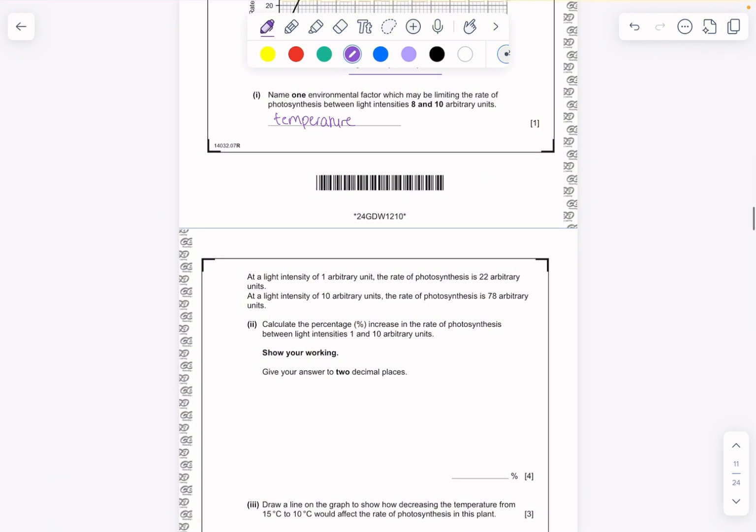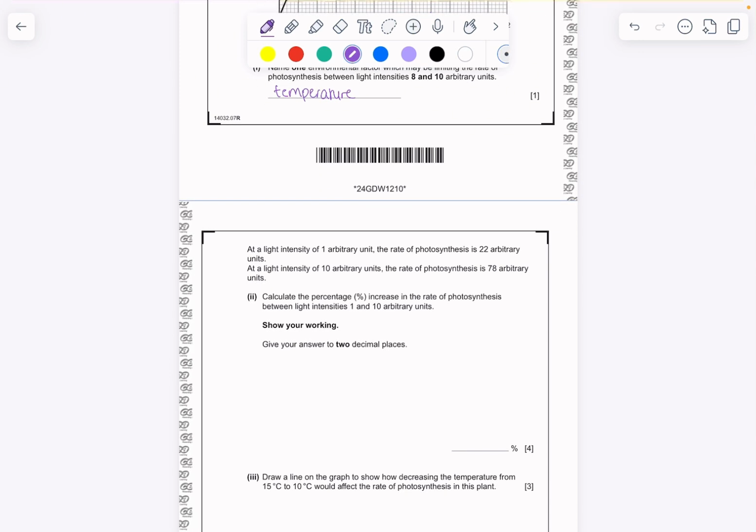At a light intensity of 1 arbitrary unit, the rate of photosynthesis is 22 arbitrary units. At a light intensity of 10 arbitrary units, the rate of photosynthesis is 78 arbitrary units. Calculate the percentage increase in the rate of photosynthesis between light intensities 1 and 10. Remember, these equations are just change over original. So you do 78 minus 22 to get your change, which is 56. Then divide by the original value, which was 22 at 1 arbitrary unit. Multiply that by 100, and that will give me an answer of 254.55. Round it, because remember it says 2 decimal places here.